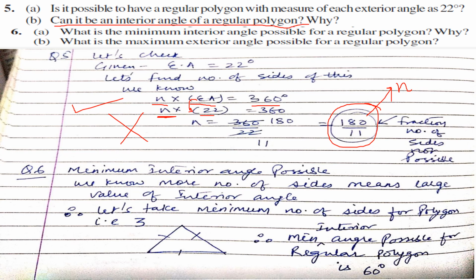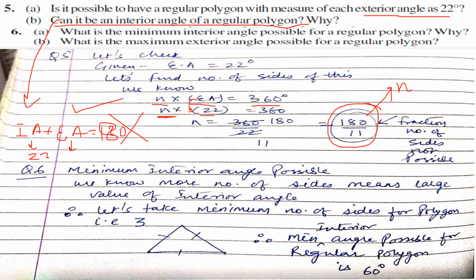Now, B part is, can it be an interior angle of a regular polygon? So they are saying this same angle which was earlier exterior, what if this becomes the interior angle? In that case, what do you think? Will that polygon be possible? For that also, you have to first find the exterior angle with the help of this. What you already know is that IA plus EA is equal to 180. This time they have told you that this angle IA is 22. You can easily find EA with the help of this equation.